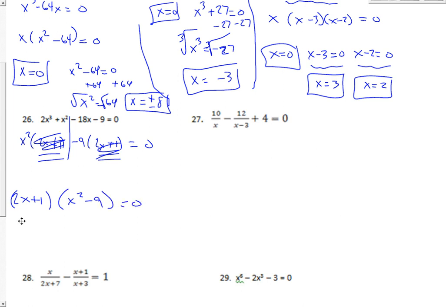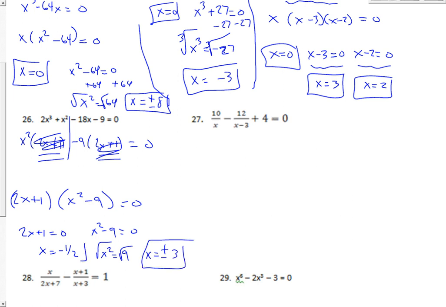So I have factors. I'm just solving for real solutions. I'm going to set each one equal to 0. So 2x plus 1 equals 0, and x squared minus 9 equals 0. When you subtract the 1 and divide by 2, you will get x equals negative 1/2. When you add 9 and take the square root, you're going to get positive and negative 3. So positive and negative 3 and negative 1/2.